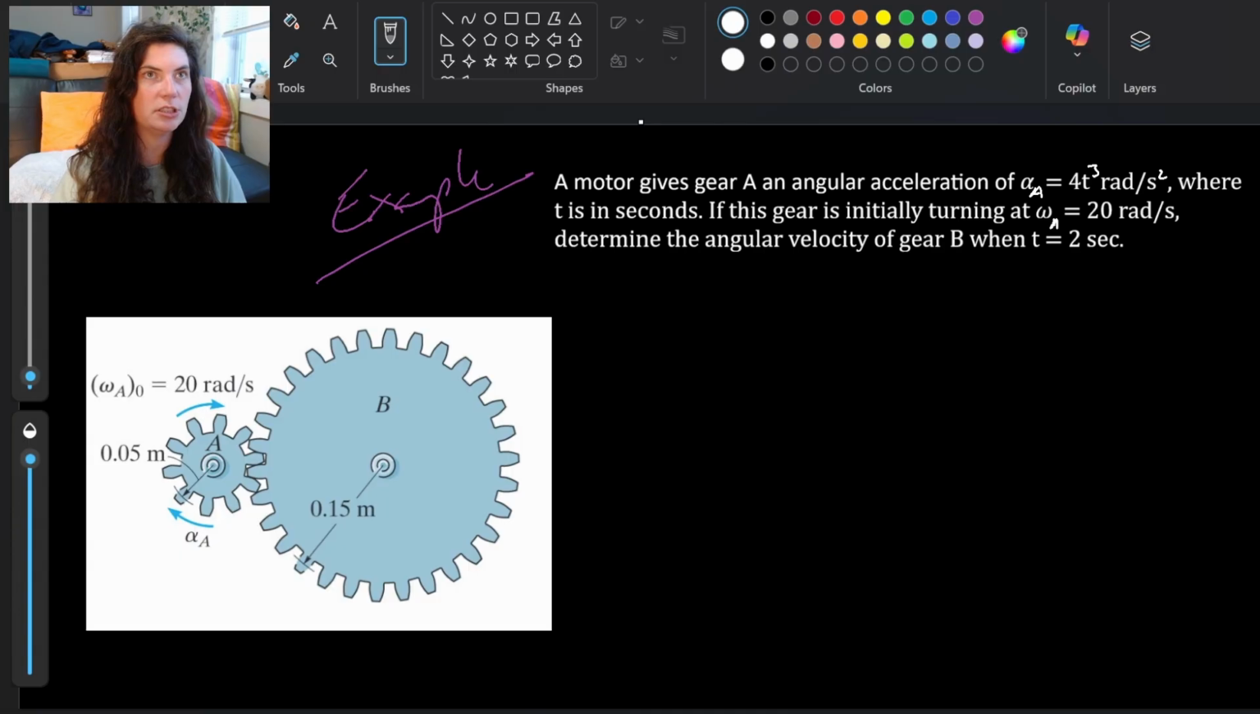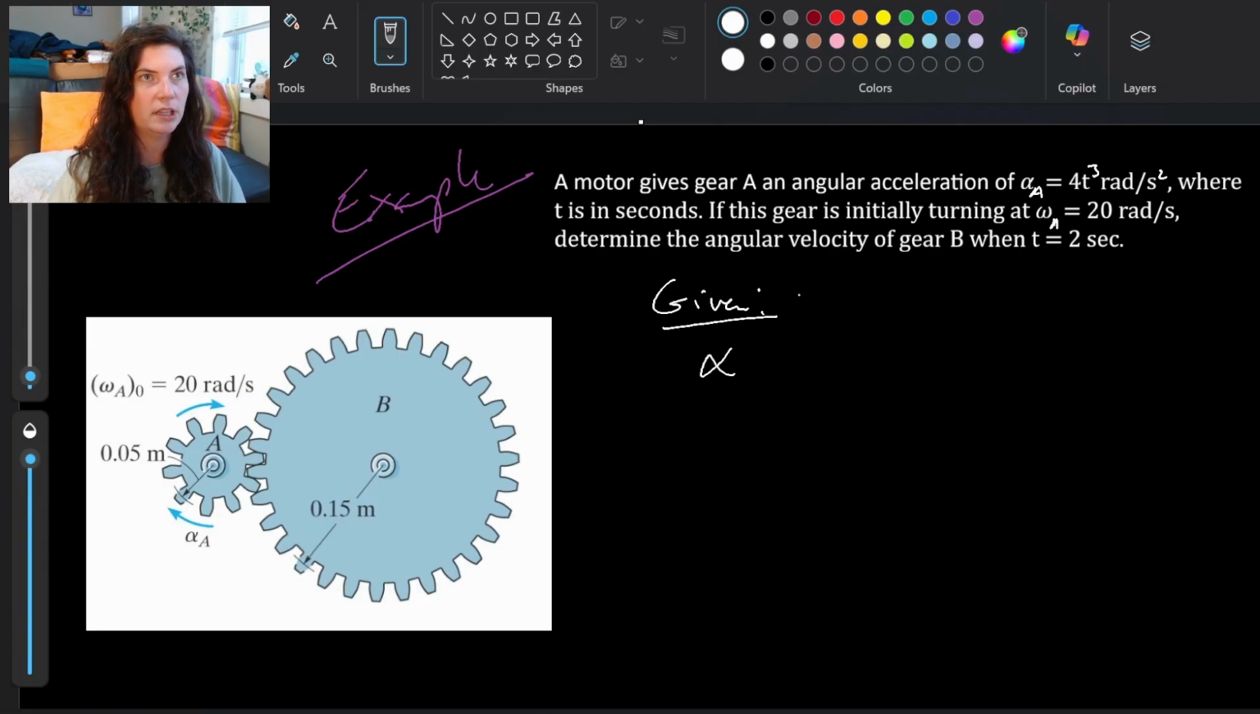If the gear is initially turning at an angular velocity omega equals 20 radians per second, determine the angular velocity of gear B when t equals 2 seconds. So a few things that we're given here. We know we're going to be working with a gear problem, hence the image there.